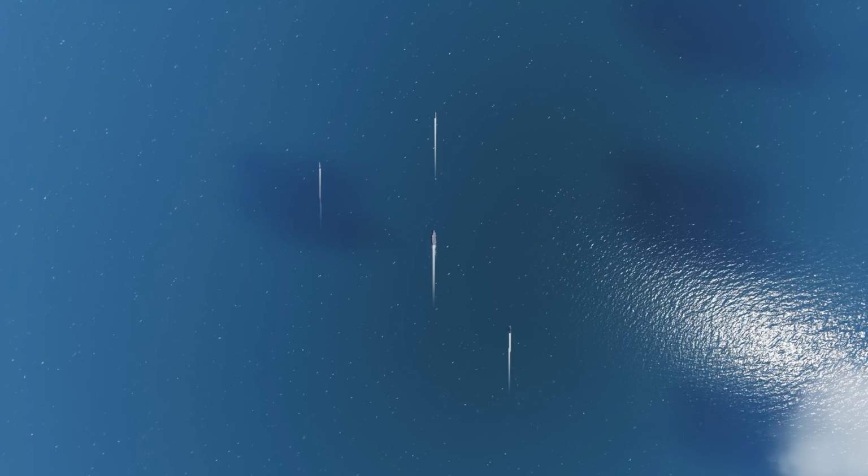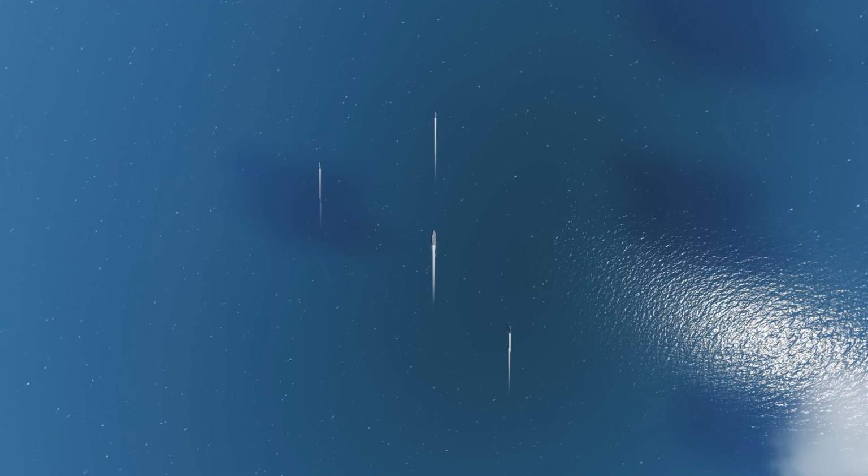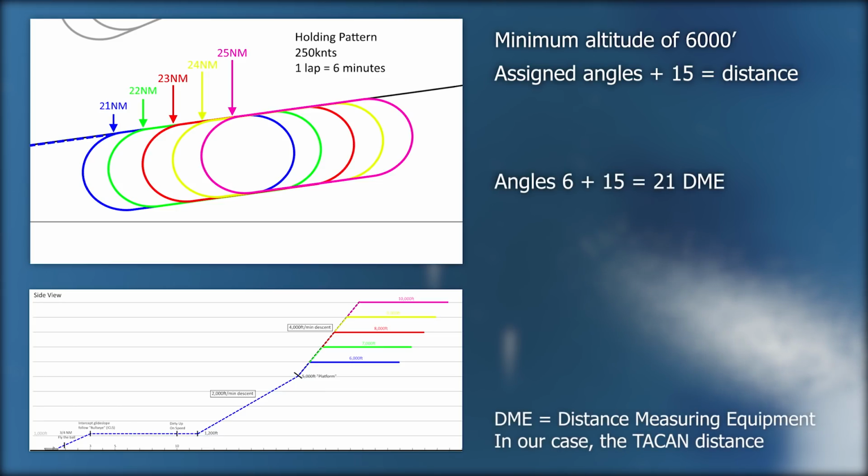Now that we know how to get to the Marshall stack, let's talk a little bit about what the Marshall stack looks like for a Case 3. The Marshall stack starts at a minimum altitude of 6,000 feet at a distance using the following equation. Assigned angels plus 15 equals distance. So, if you were the first in the stack and assigned angels 6, you would be at 21 DME.